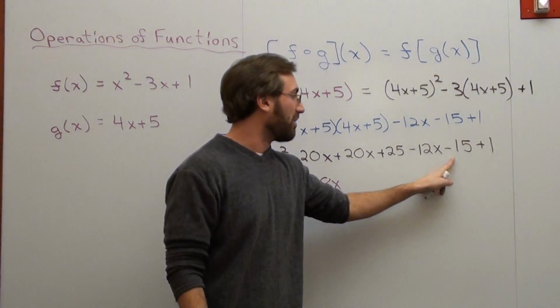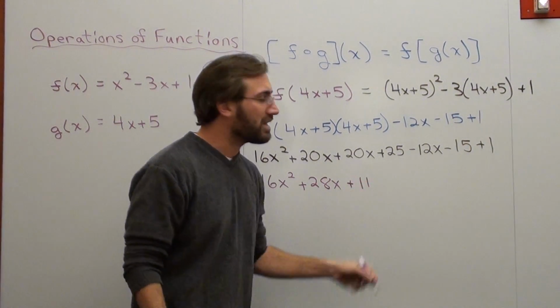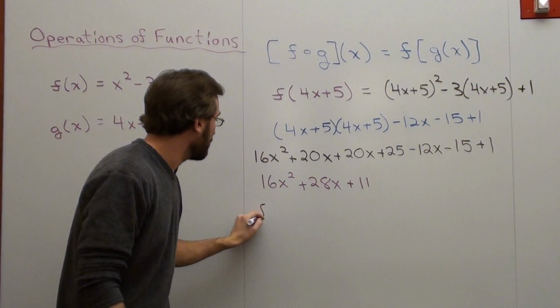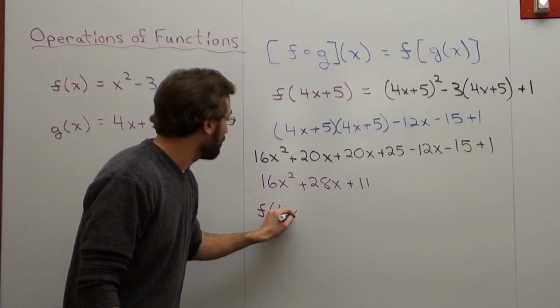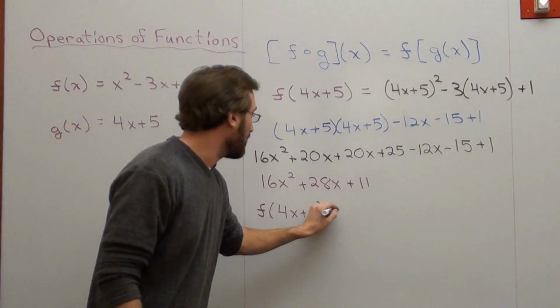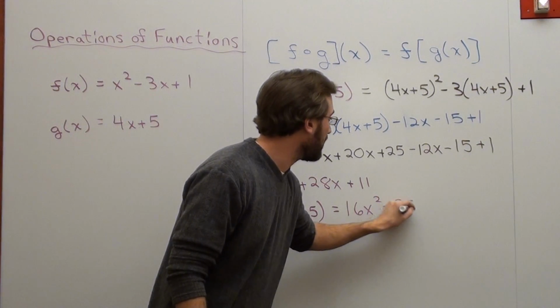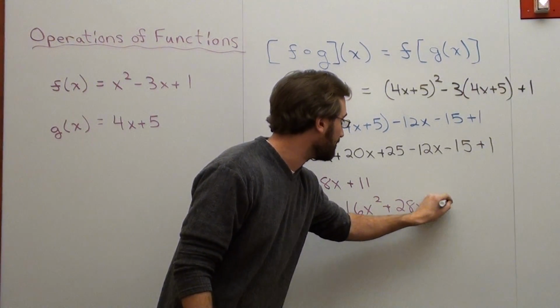And then I got 25 minus 15 plus 1, which is 11. So basically, f of g of x, when I did that composition function, is 16x squared plus 28x plus 11.